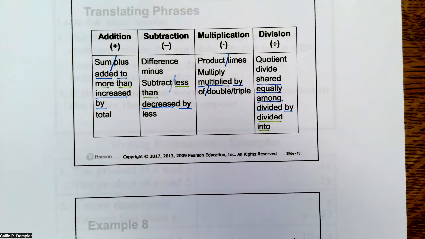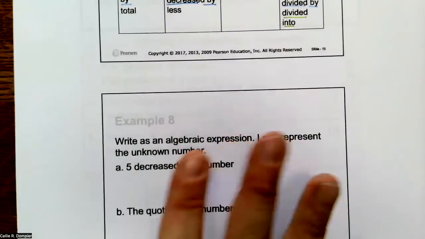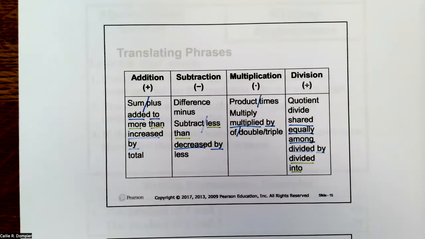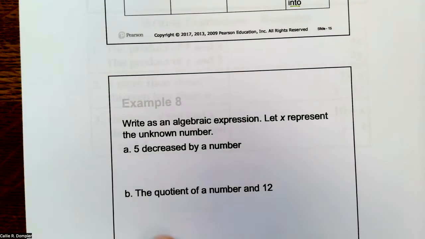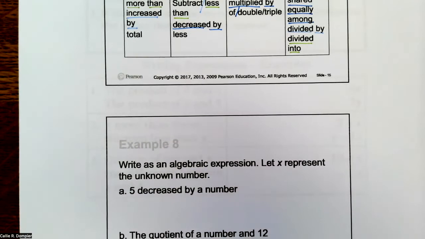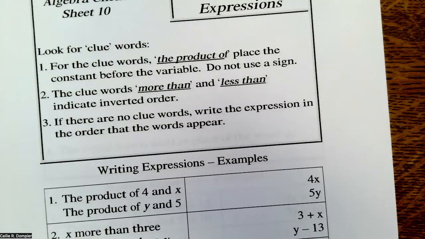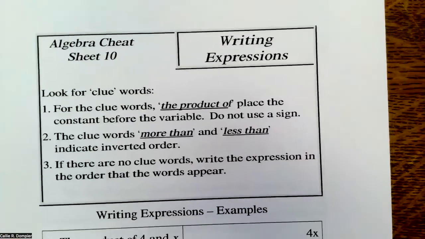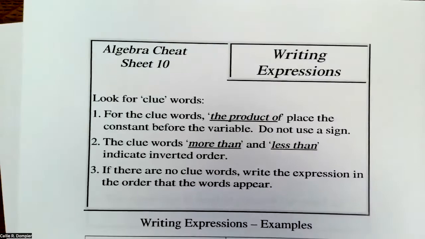Okay, so now we're going to look at these words and try to write the symbol for those words. Write as an algebraic expression, let x represent the unknown number. Hold on, I'm going to do these two first. I think these give a good example.